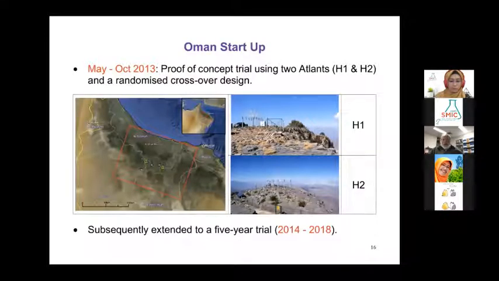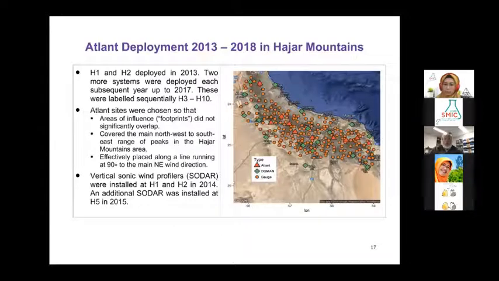So how did the Oman thing go? Well, first of all, there was a startup where there was a proof of concept trial in 2013, just using two Atlants and a randomized crossover design. And that was subsequently extended to a five-year trial, 2014 to 2018. Here's H1 and H2, which are the first two Atlants. They're the traditional sort of shapes. This is showing you the deployment of the Atlants 2013 to 2018 in the Hajar Mountains.